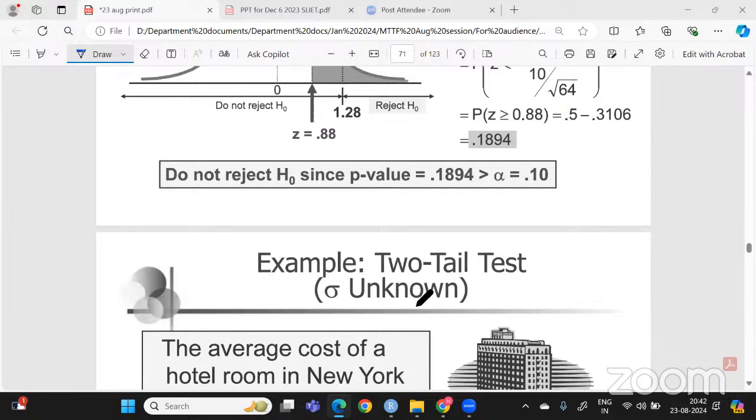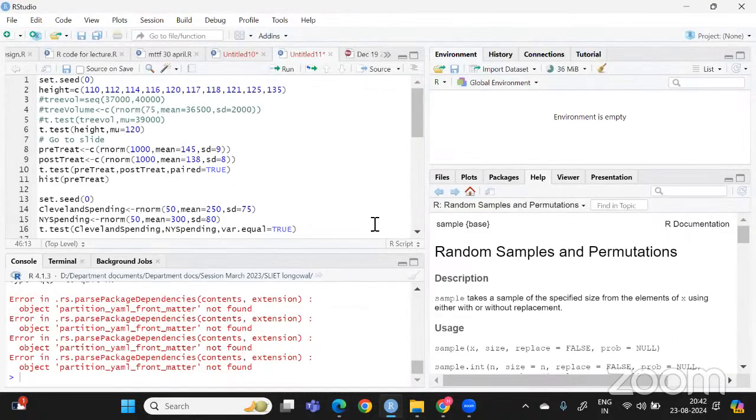Okay. So we will consider the two-tailed test tomorrow. And before that, I want to introduce to you one thing that is called R software, because I got a request from sir that the audience wants to know about R software. Let me give you a brief about that.